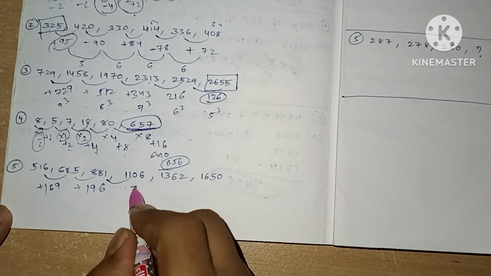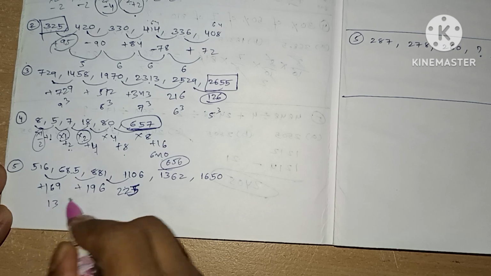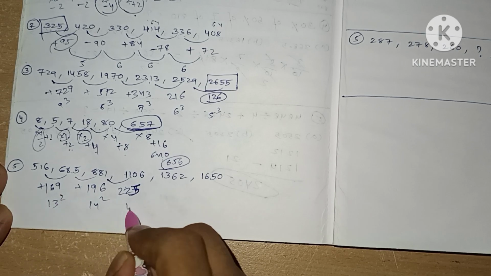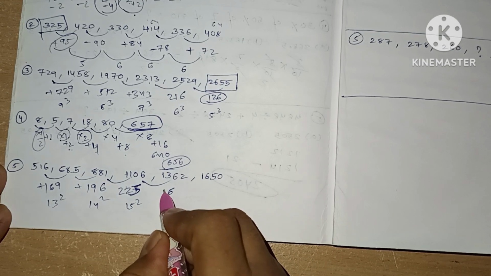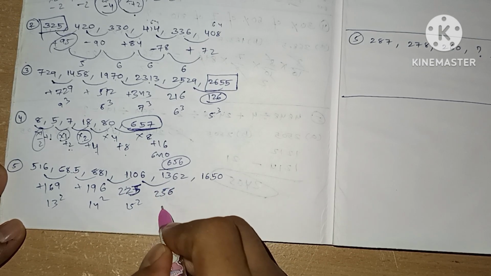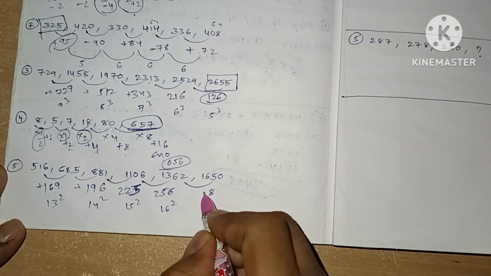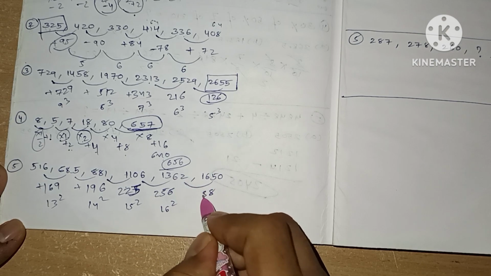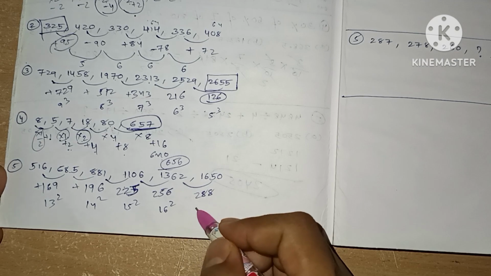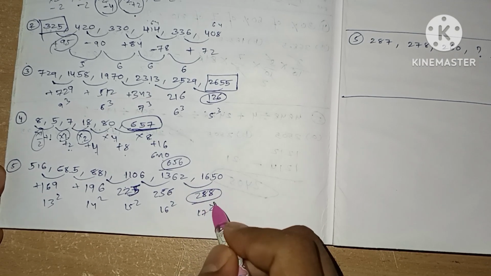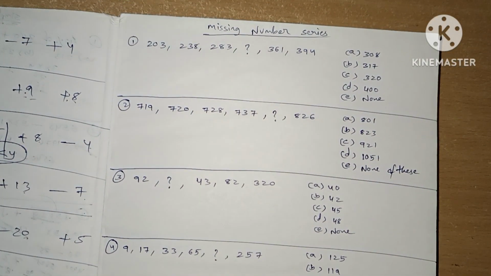Okay, wait a second, this is 13 square, 14 square, 15 square. Here we see a difference of 6. Then 256, 16 square. Here we see a difference of 8. And 4 plus 4 is 8, and this will be 15 minus 3 is 288, so it must be 17 square, but it is not 17 square, so this is a wrong number. Okay, now we are going to see missing number series.